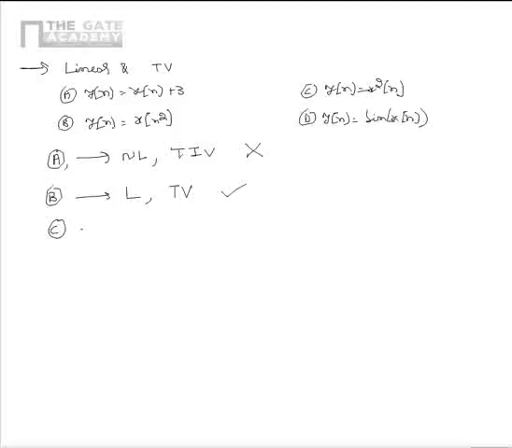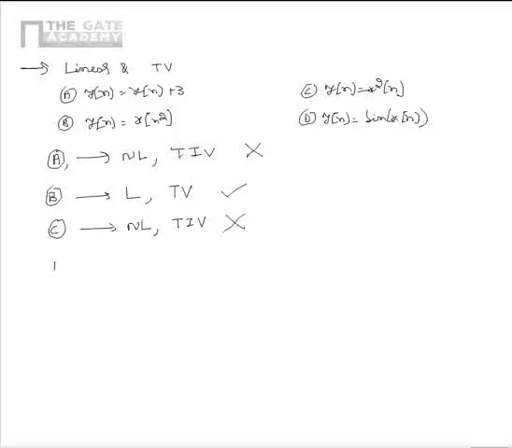However, for continuity's sake, let us check options C and D also. If we see the system in option C, y of n is equal to x squared of n, here the system doesn't satisfy the superposition principle. So it is non-linear, but here we can see that the system is time invariant.